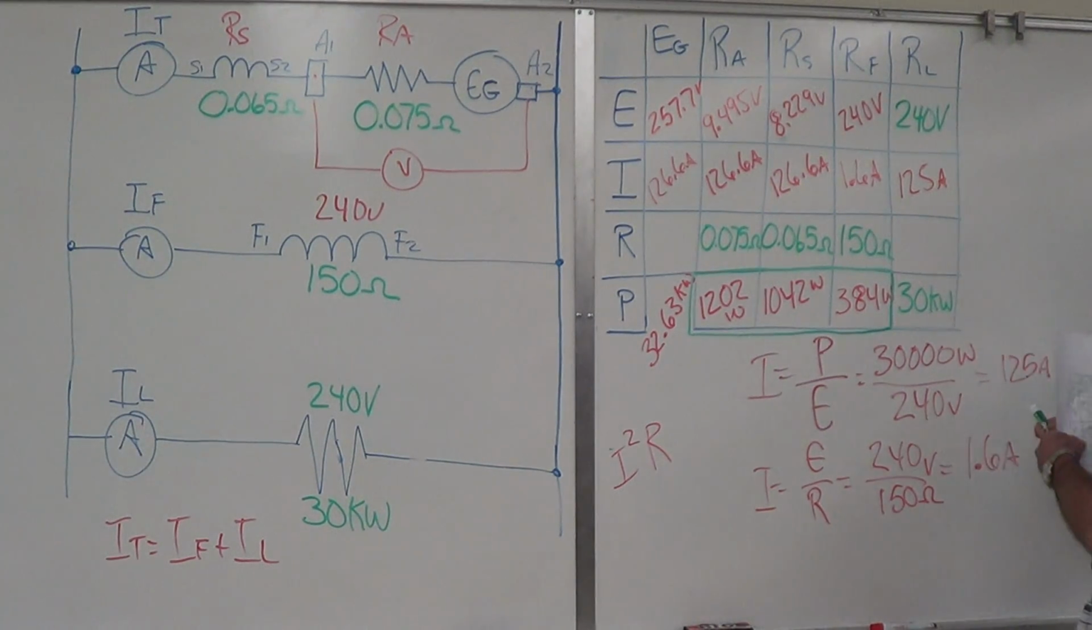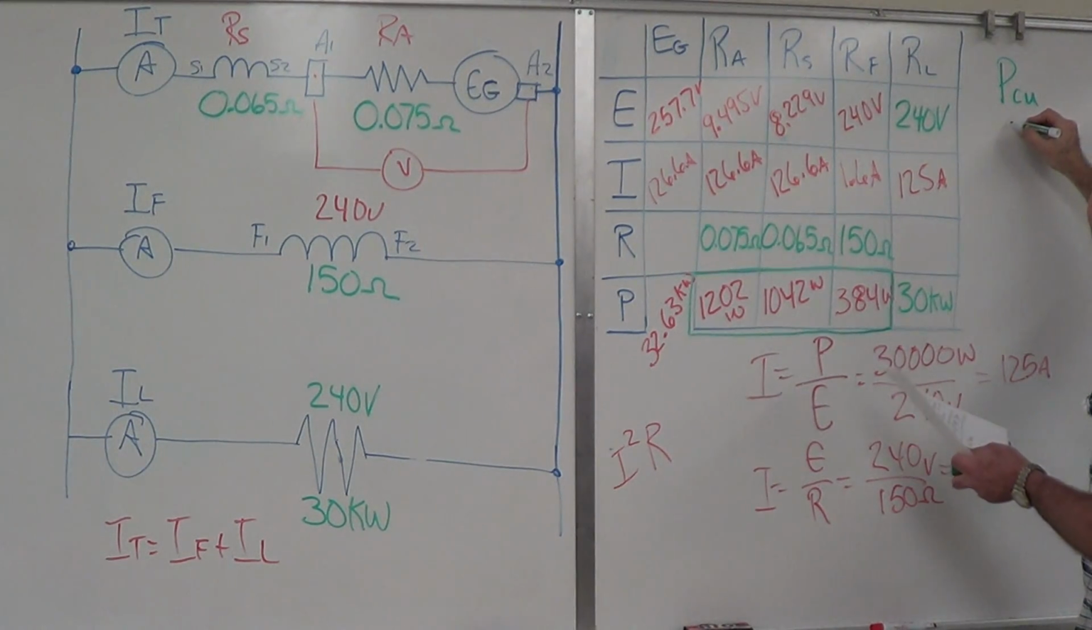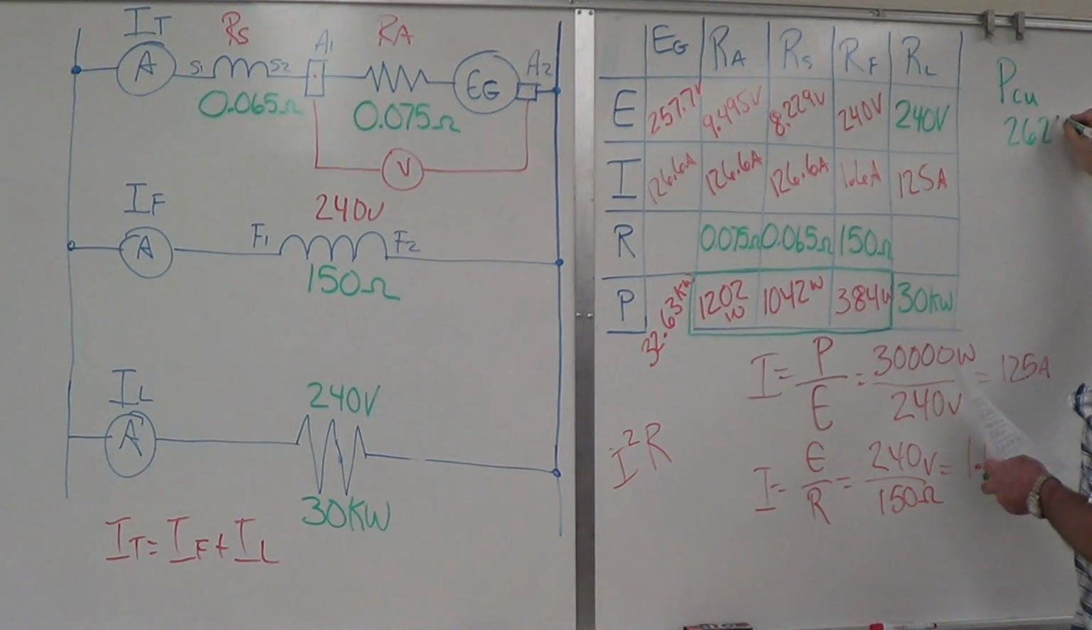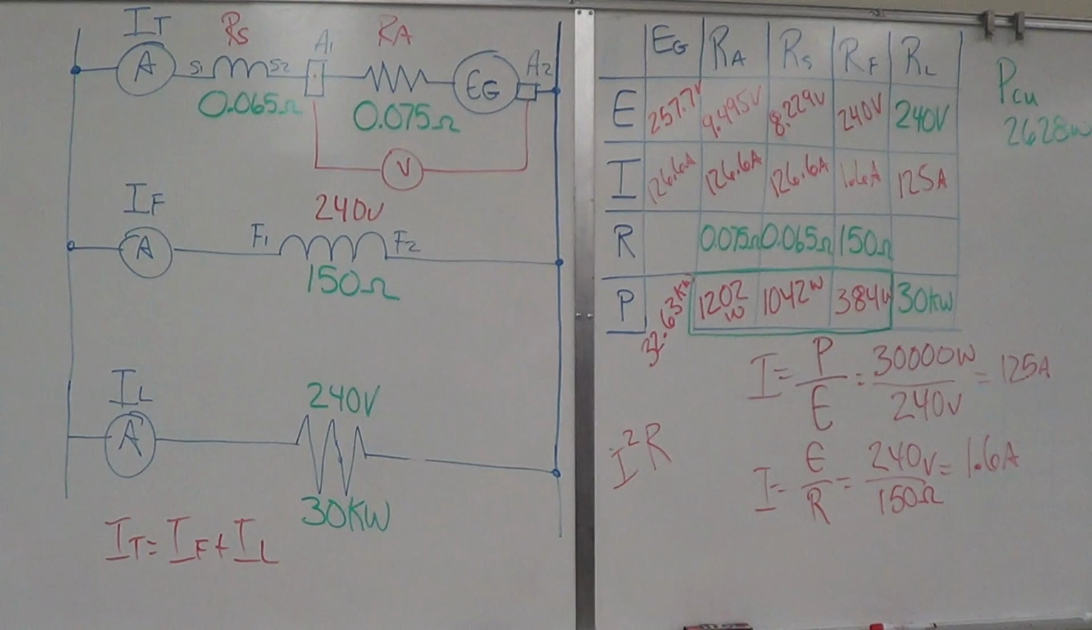Copper losses will be 2628 watts, right? Almost there, aren't we? Now we've got the horsepower of the prime mover. Horsepower at the prime mover. We show the efficiency of this is 79%.